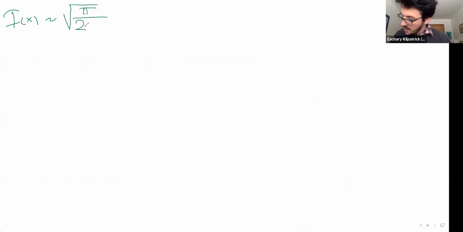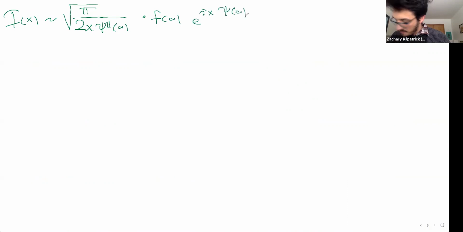I'll just rewrite that formula because it's a little bit of a mess there. So you get I of x to leading order is the square root of pi over 2x phi double prime of a, times f of a, e to the i x psi of a plus i pi over 4.